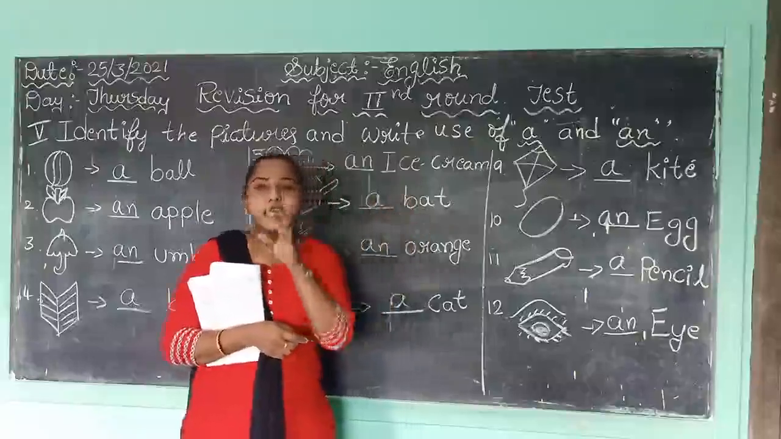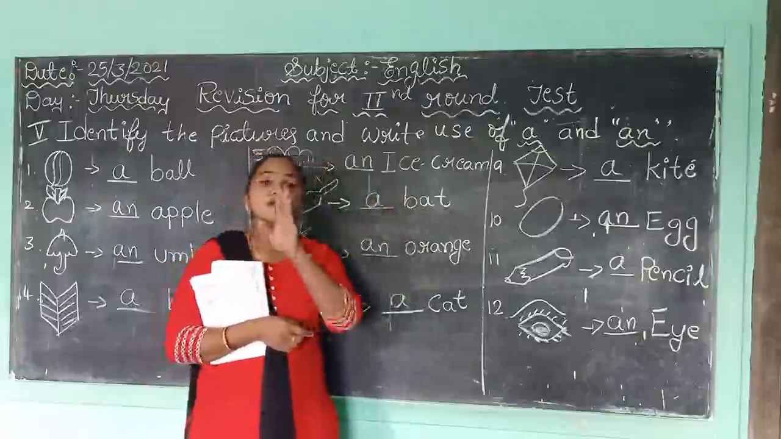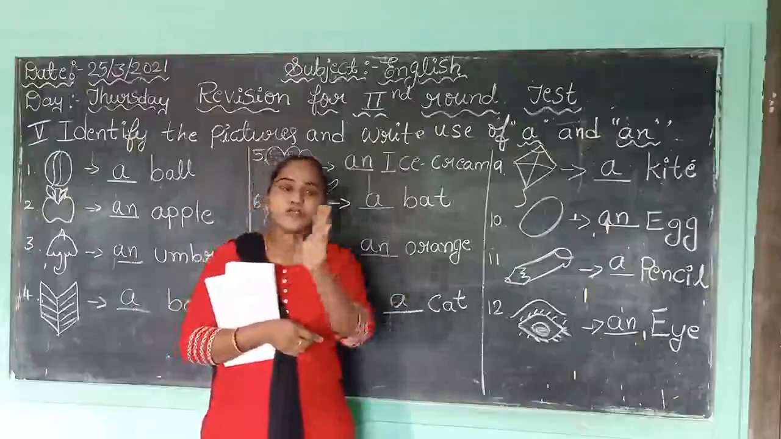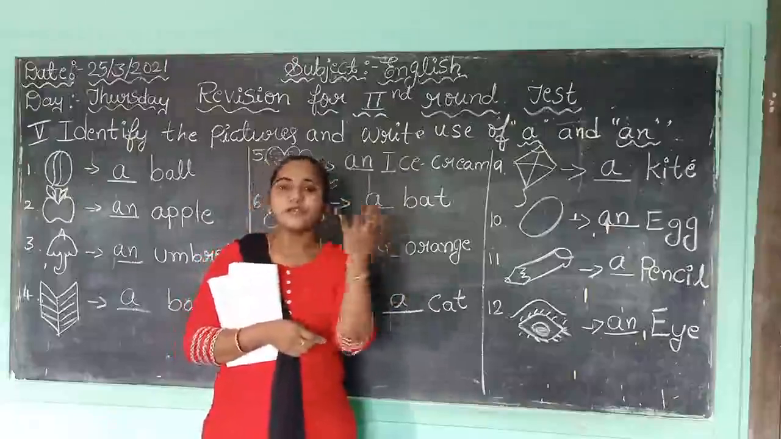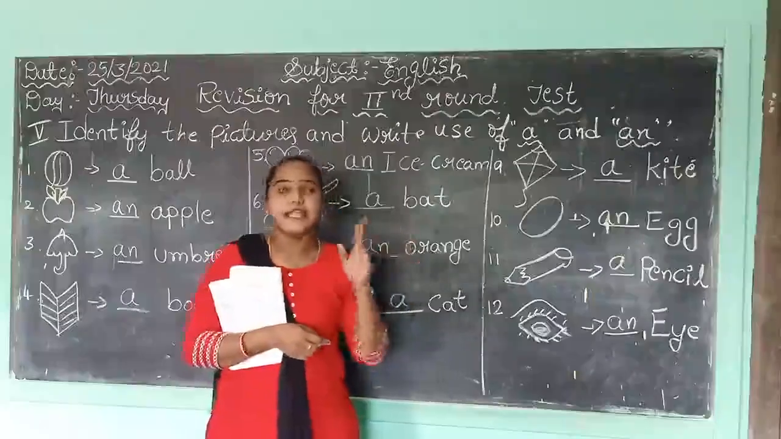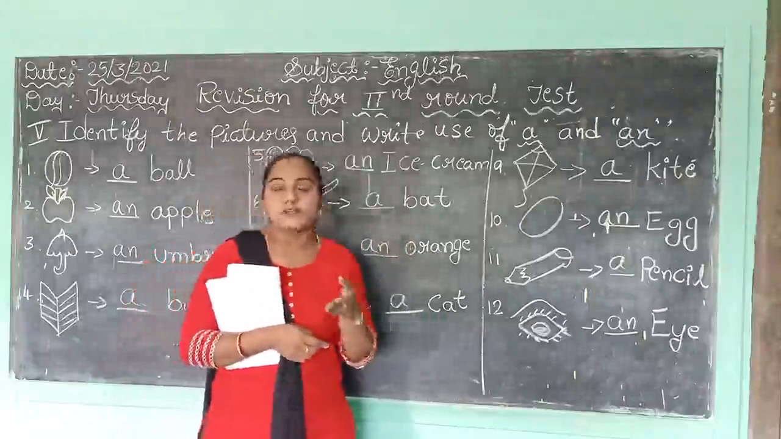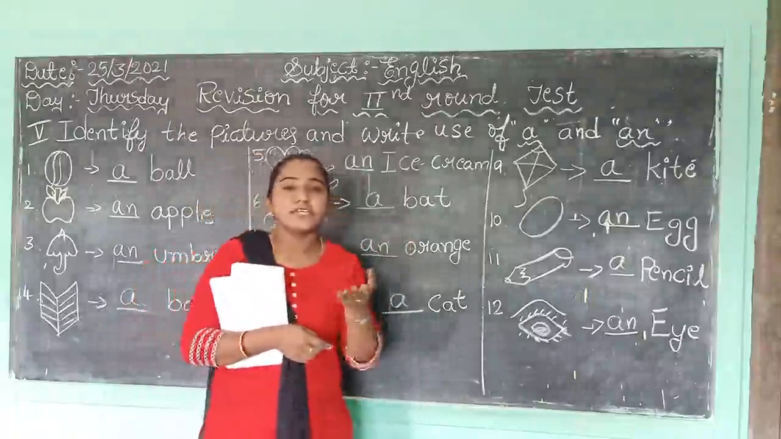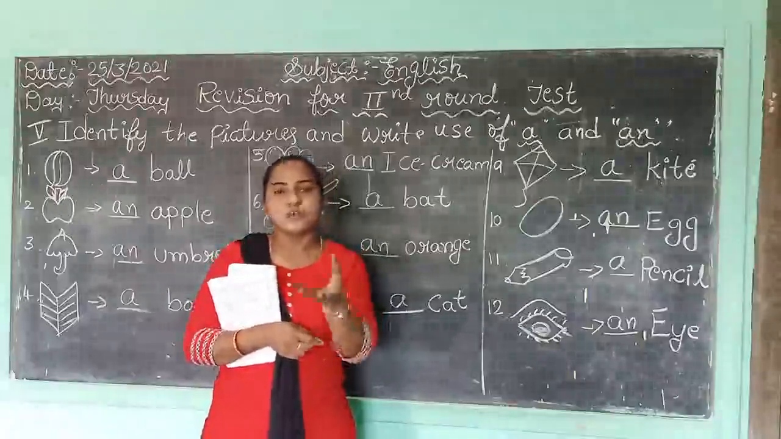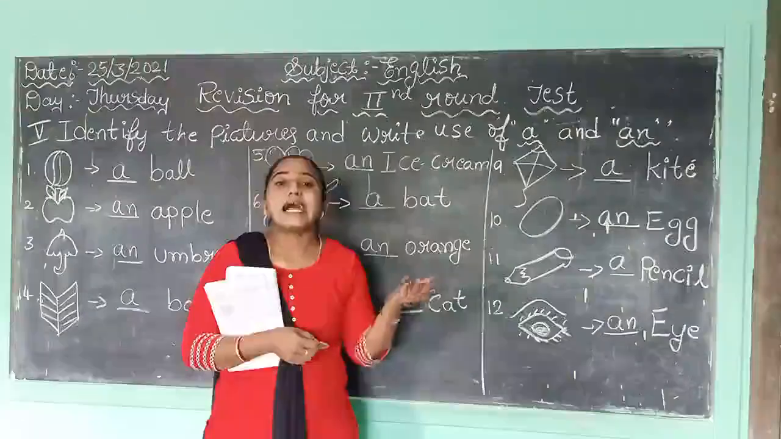The next, I, daily. Ice cream, inkpot, igloo, like this, all words. So when the words begin with a vowel sound, I is also a vowel sound letter. So you must use an before ice cream or igloo or inkpot. Next, O: orange, ox, like this, all example words with O. O is a vowel sound letter. So the words beginning with O, O is a vowel sound, so we use an before those words.